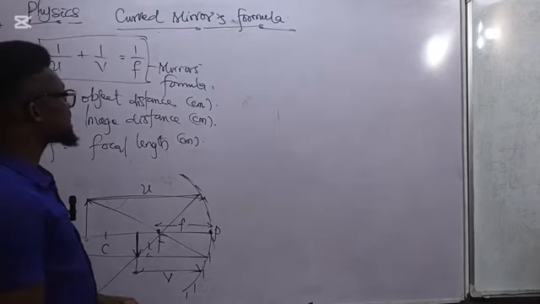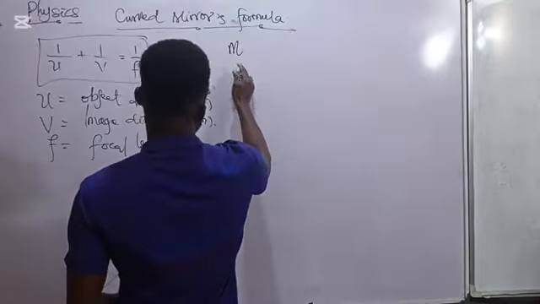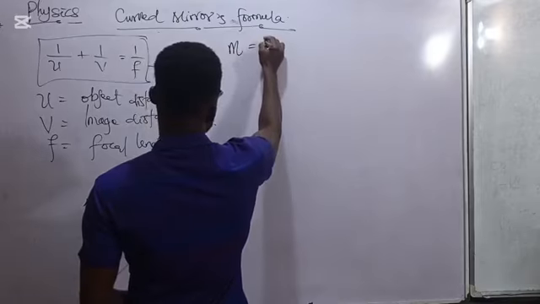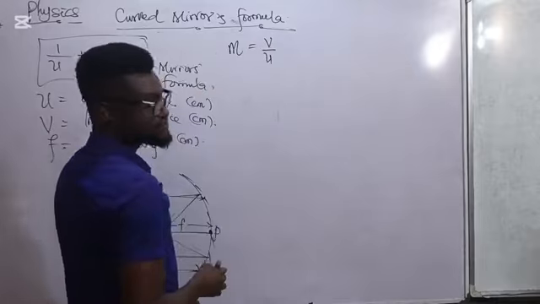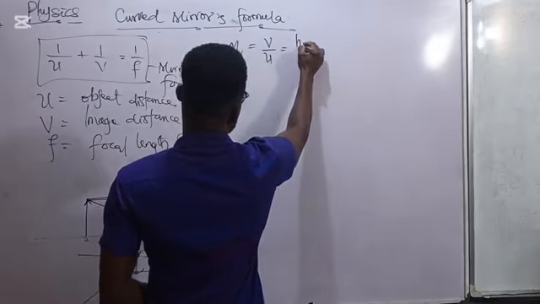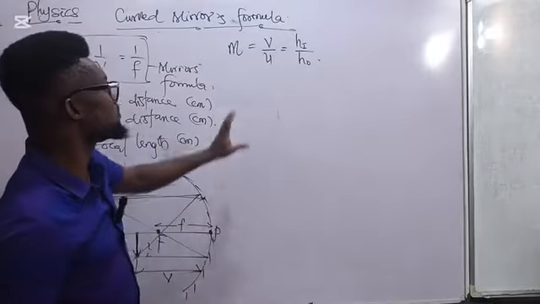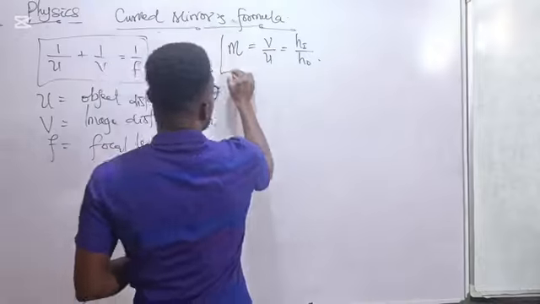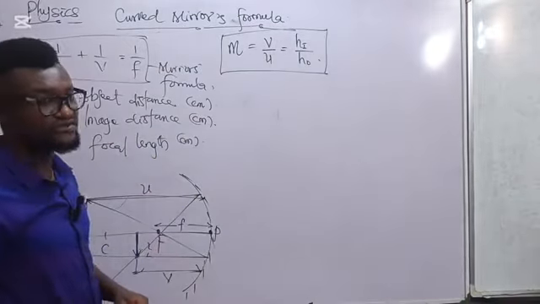Now, another formula you need to get is magnification, M, which is equal to image distance over object distance. It is also equal to image height over object height. So this is another formula that you need to master well in order to be okay with calculation solving.